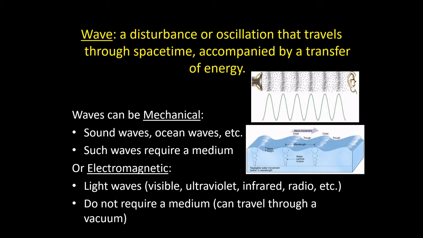Electromagnetic waves, on the other hand, do not require a medium. They can travel through vacuum. They can move through a medium as well, which is very, very good. Otherwise, we wouldn't be able to see anything, because we live in a medium. We live in the atmosphere. So they can travel through a medium, but they don't have to. They could travel through vacuum.